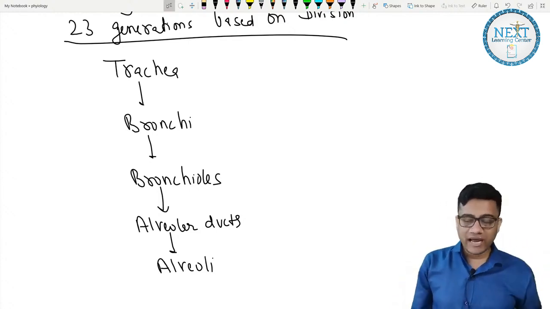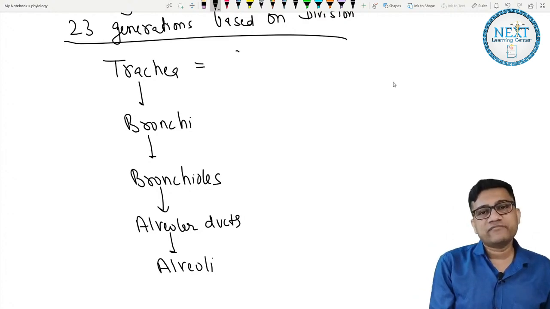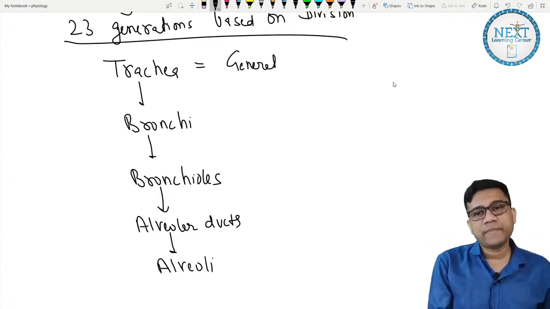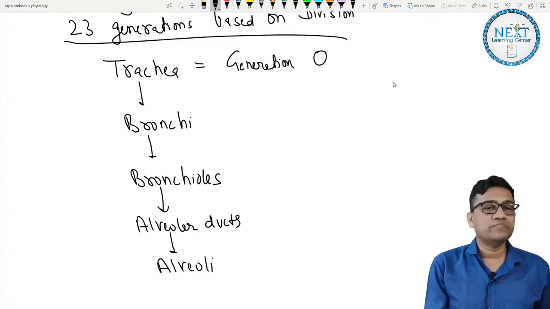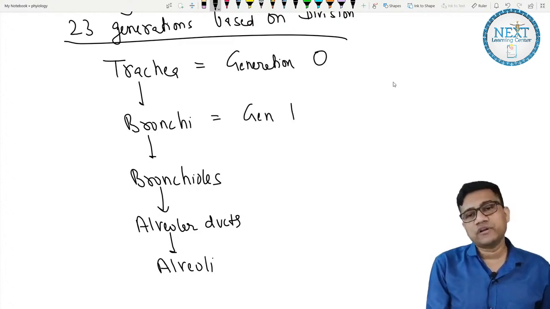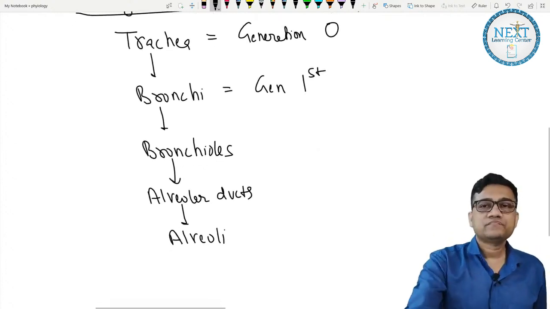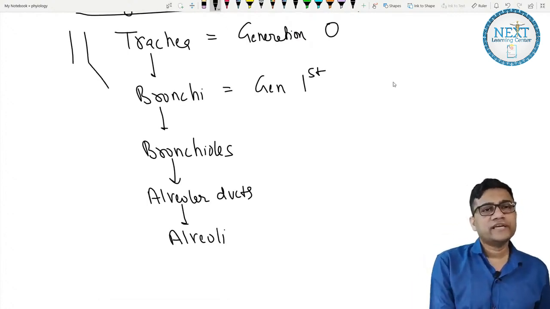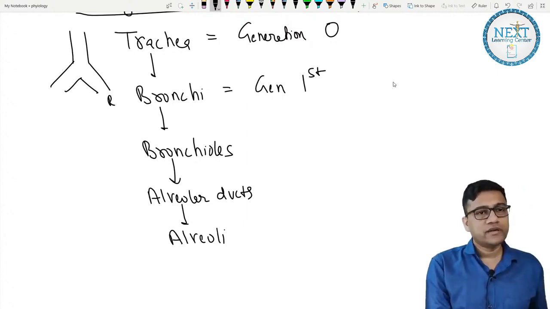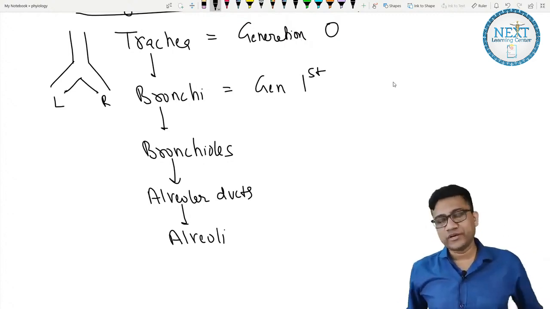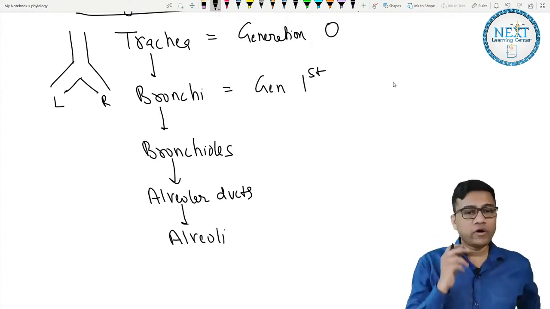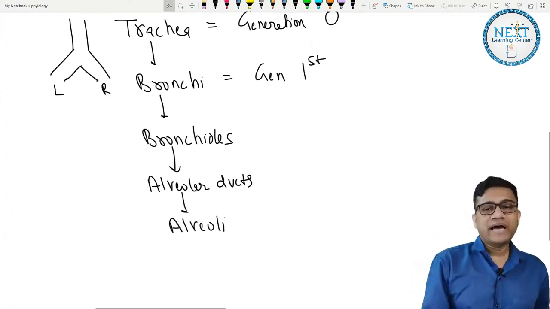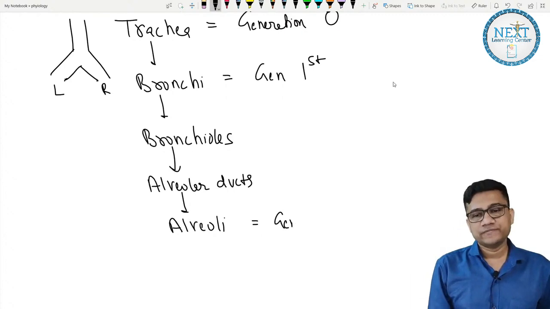So who's the last one? Alveoli is the last one. So trachea is therefore generation 0. He is the papa. So 0. And bronchi become generation 1 first. Clear? So who's the 0? Trachea. And he gives 2 bronchi, right and left. So trachea divides into 2, right and left. Are you clear? Now what about the alveoli, etc.? So remember, alveoli is last, it is generation 23.